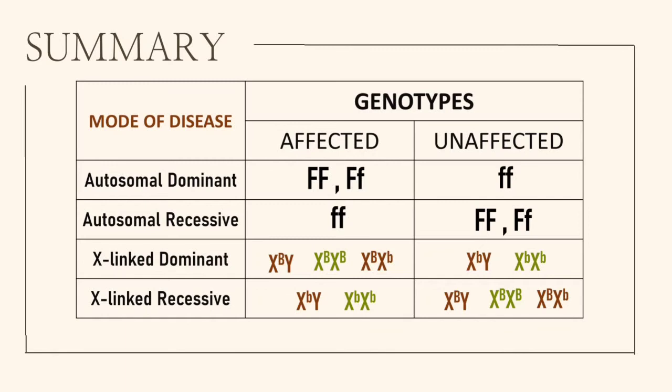So in autosomal dominant, ang gagamitin natin would be homozygous dominant FF, heterozygous dominant Ff. Okay? And then for the unaffected one, we're gonna be using homozygous recessive ff. For the autosomal recessive naman, we're gonna be using, for the affected one, homozygous recessive ff. And then, for the autosomal recessive unaffected, we have here the homozygous dominant FF and heterozygous dominant Ff.